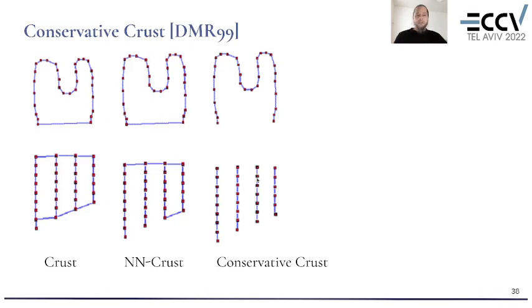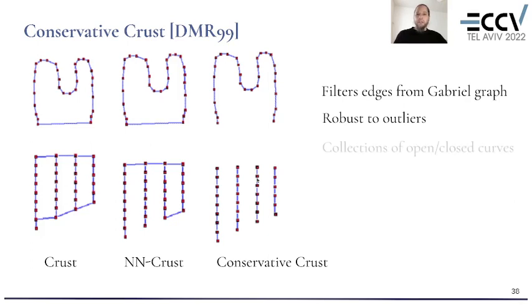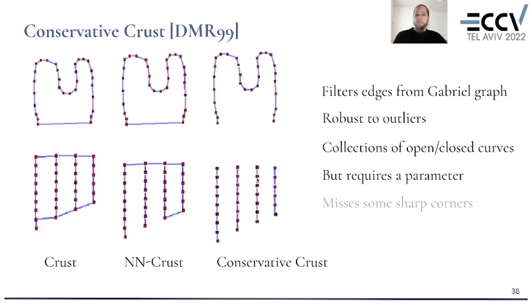Next is conservative crust by Dey et al. Conservative crust filters edges from the Gabriel graph, and as you can see here, it's robust to outliers and can reconstruct a collection of open and closed curves, so it does not do this false connection as crust and nearest neighbor crust do here, but it requires a parameter and also misses some sharp corners.